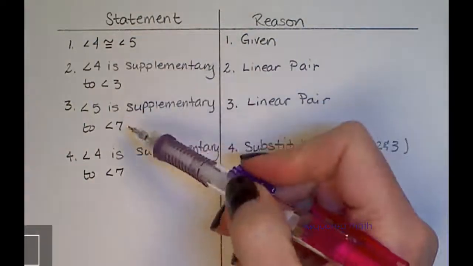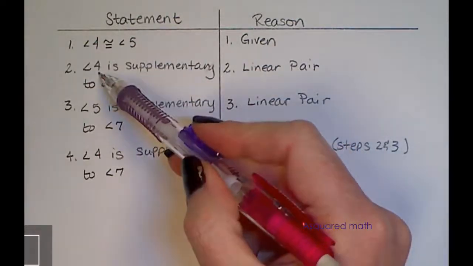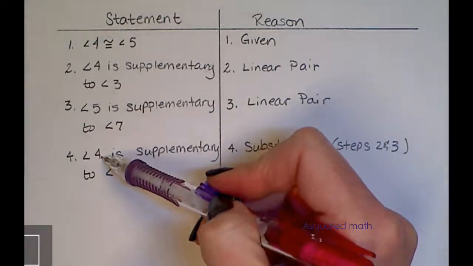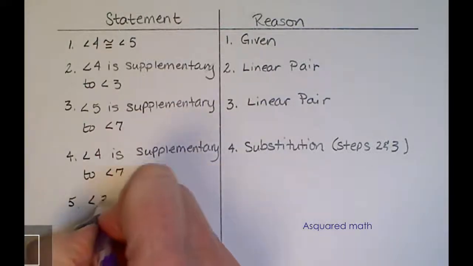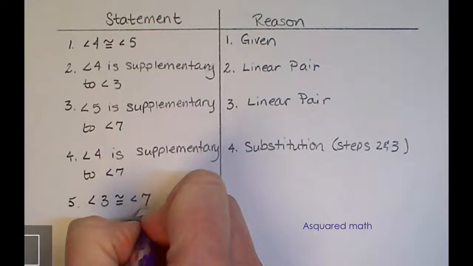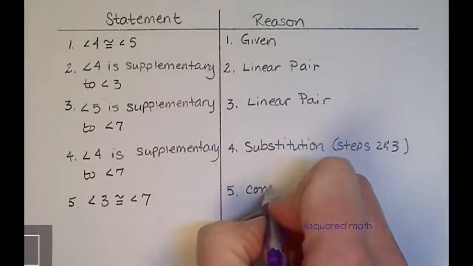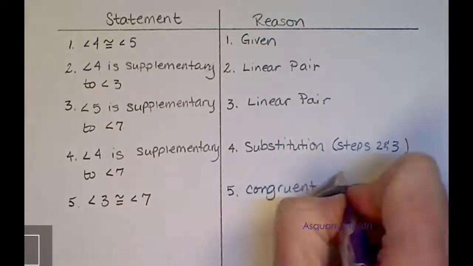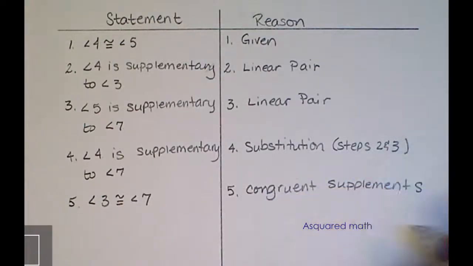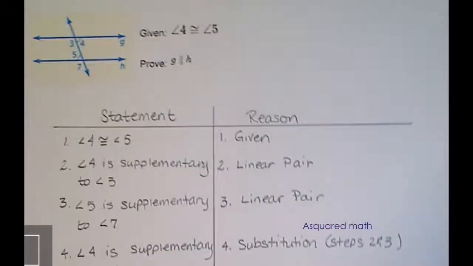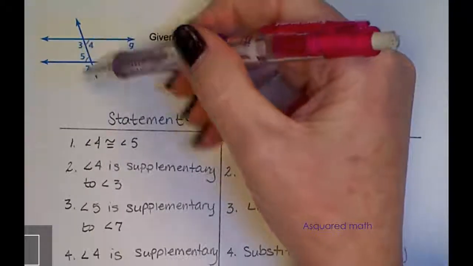So angle 4 is supplementary to angle 7. From there, I have now said that angle 3 is supplementary to angle 4, as well as angle 7 is supplementary to angle 4. So the next thing I can say is angle 3 needs to be congruent to angle 7, and that is because of our congruent supplements. So what we just said is that angle 3 is congruent to angle 7 because of congruent supplements.